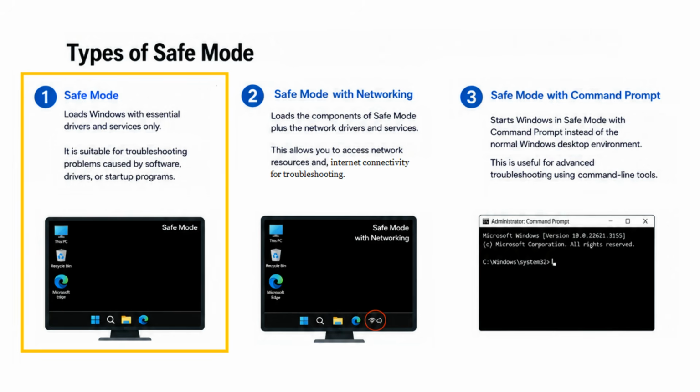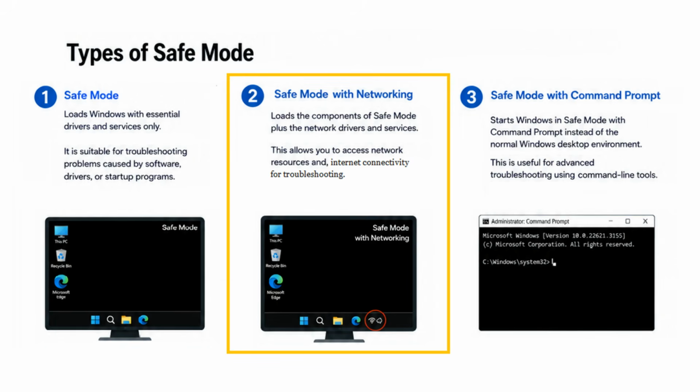Types of safe mode. 1. Safe mode loads Windows with essential drivers and services only. It is suitable for troubleshooting problems caused by software, drivers, or startup programs. 2. Safe mode with networking loads the components of safe mode plus the network drivers and services. This allows you to access network resources and internet connectivity for troubleshooting.